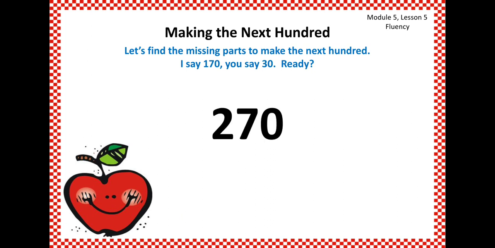We are adding 30. That is 270 plus 30 will give us 300. 940. To make the next 100, we are adding 60. 940 plus 60 will give us 1000.